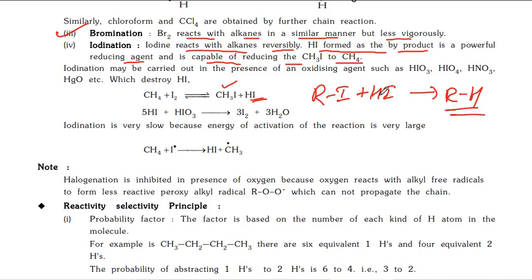So to avoid this problem, whatever HI is forming, we have to remove it immediately, meaning convert it into something. For that, what we are doing, we are taking HIO3, an oxidizing agent. So whatever HI is formed is converted into I2, iodine, in the presence of HIO3. Then the alkyl halide will remain the same. So to avoid this reversible property, we are taking HIO3, oxidizing agent.